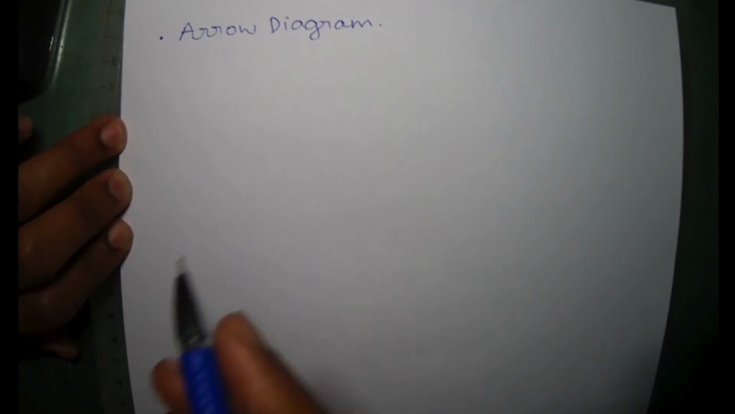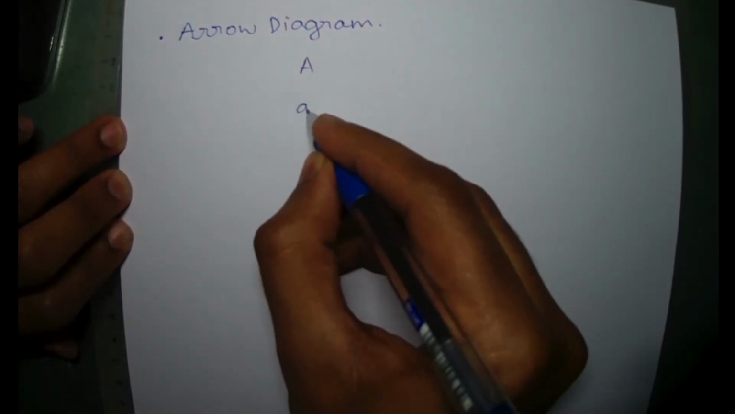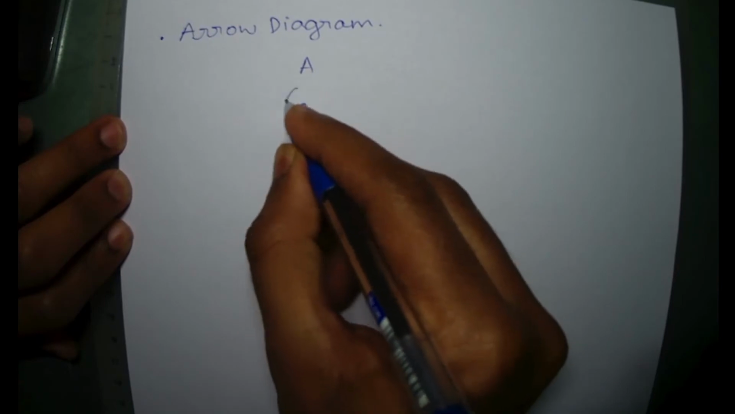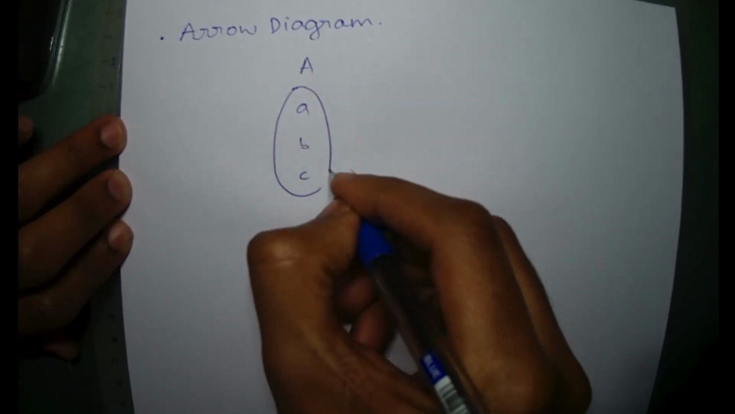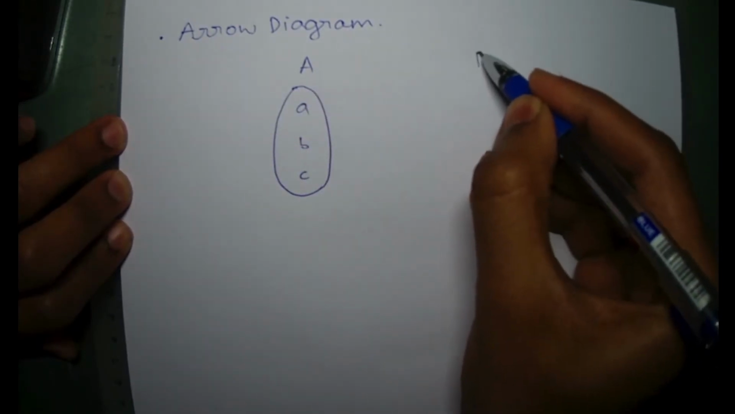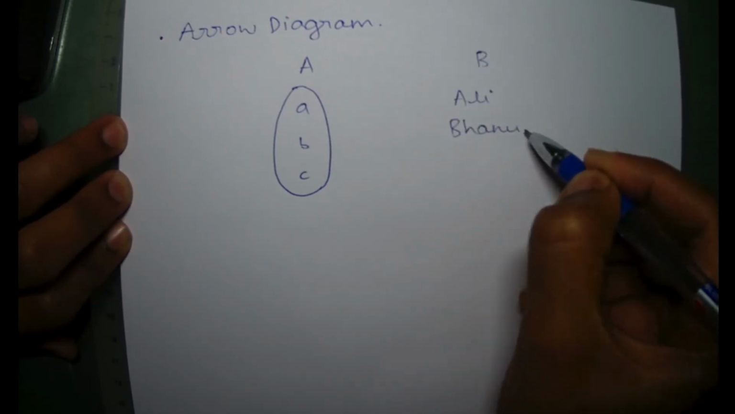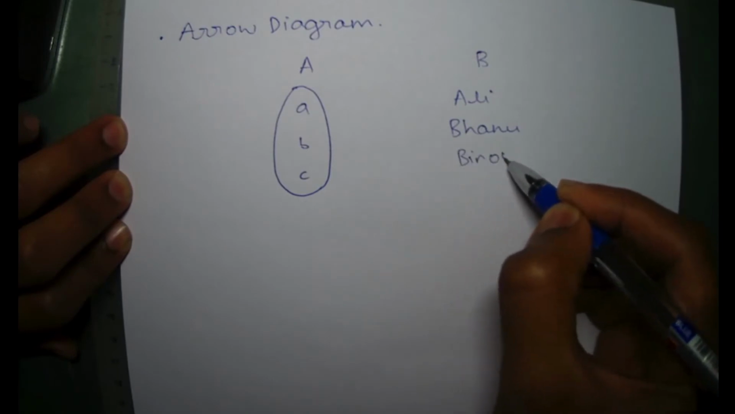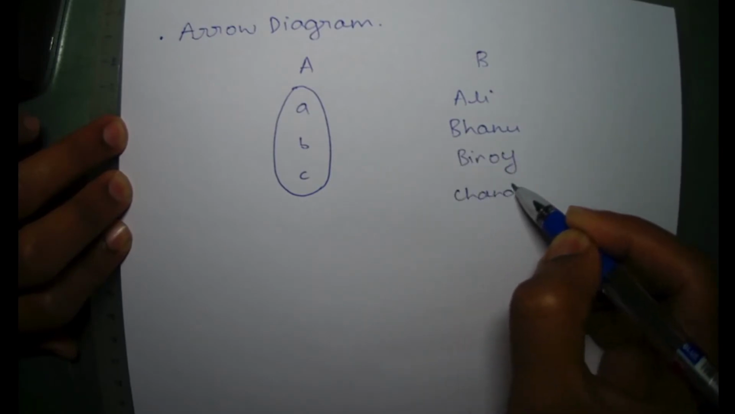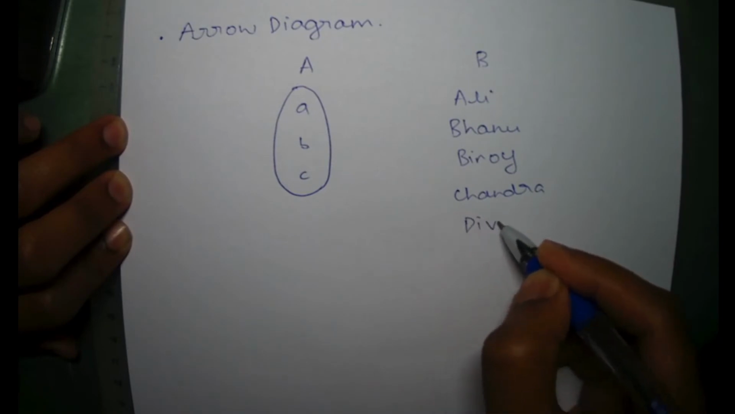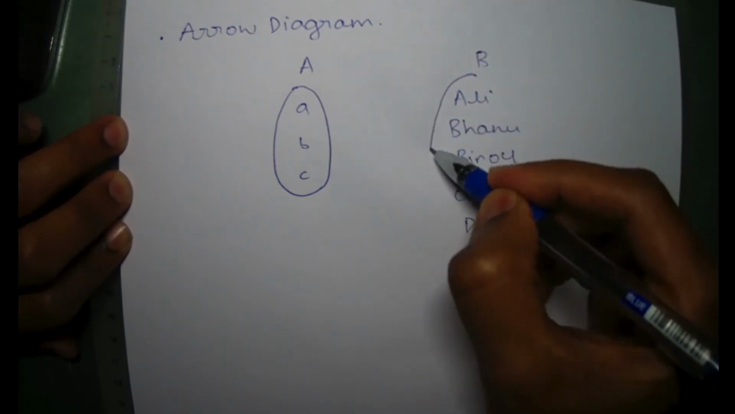The next topic is the arrow diagram. An arrow diagram is a method used to represent a relation in a picture or visual form. We'll take set A, which has the letters A, B and C, and this is enclosed in an oval. Then we'll take set B, where we had the names Ali, Banu, Binoy, Chandra and Divya. This again is enclosed in an oval.